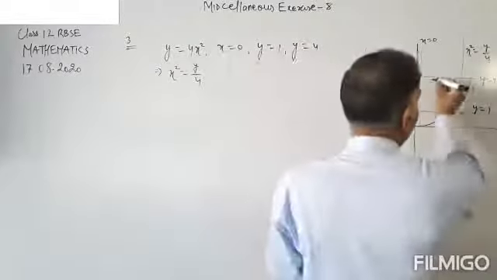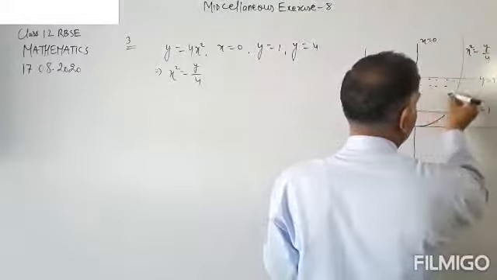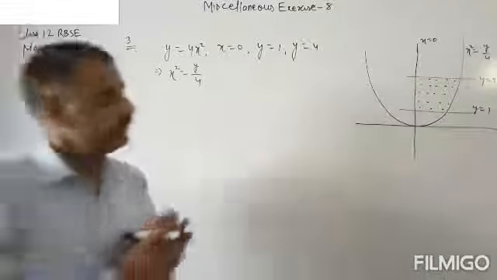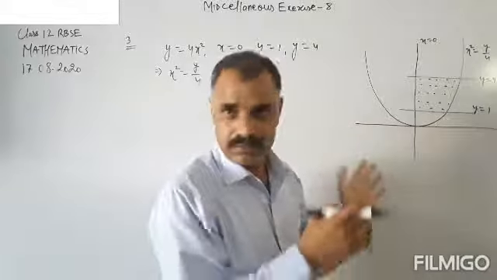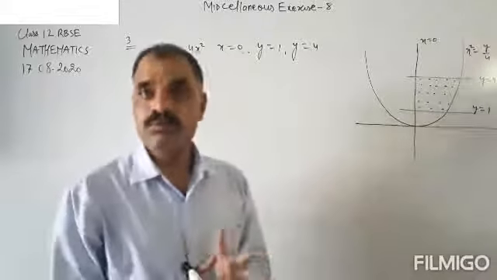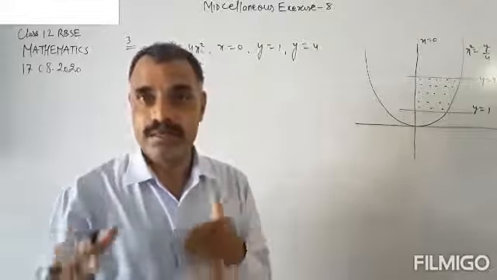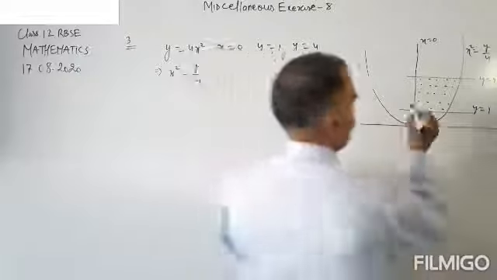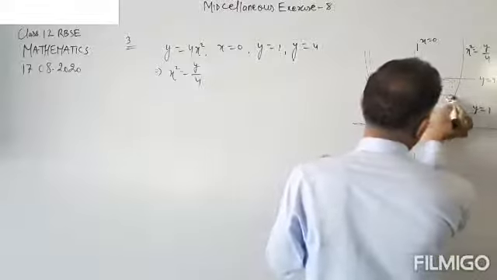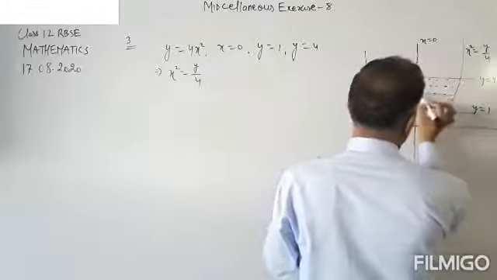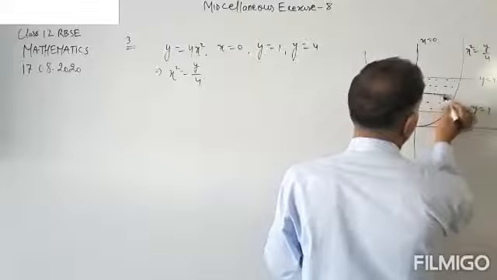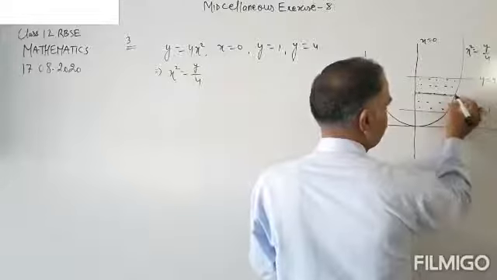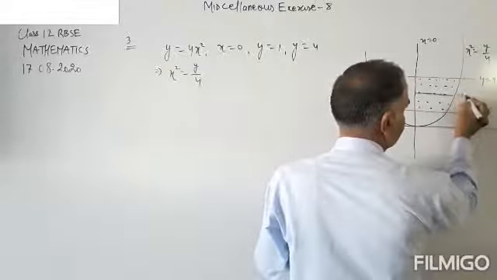This shaded portion is the required area that we want to find. This is a rough sketch. Now we have to find the area of the elementary strip. Here we will take a horizontal rectangular strip. Its length is x and its width is dy, that is why its area is x dy.